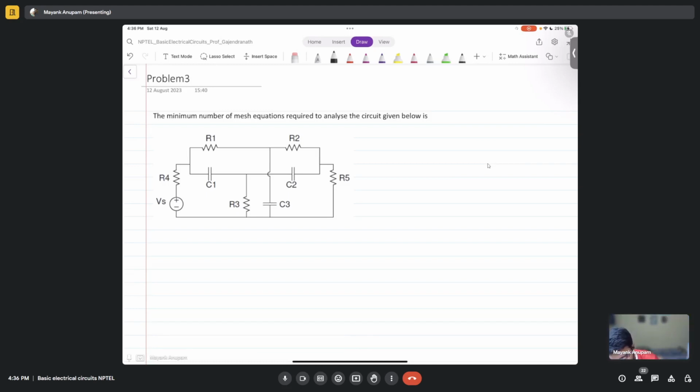It is counted based on the number of meshes, sir. First, I counted the number of meshes in the circuit. So I got 4 meshes. Tell me, how did you count? Please help me count, sir, basically.